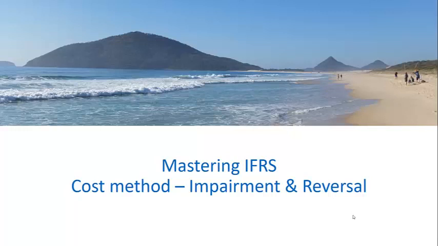Hi, what I want to do now is just to give you a very simple example of accounting for property, plant and equipment using the cost method, and to demonstrate how this would be implemented with impairment and a reversal of an impairment.